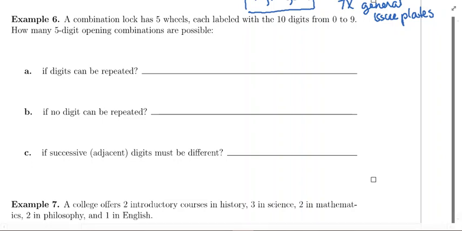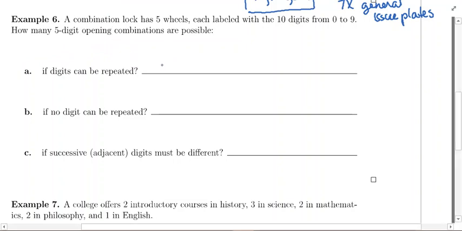Remember what you're doing here. Your combination is going to consist of 5 numbers, and in part A, the numbers could be repeated. For example, 99999 is a valid combination. So let's talk about how many possible combinations there are if the digits can be repeated.